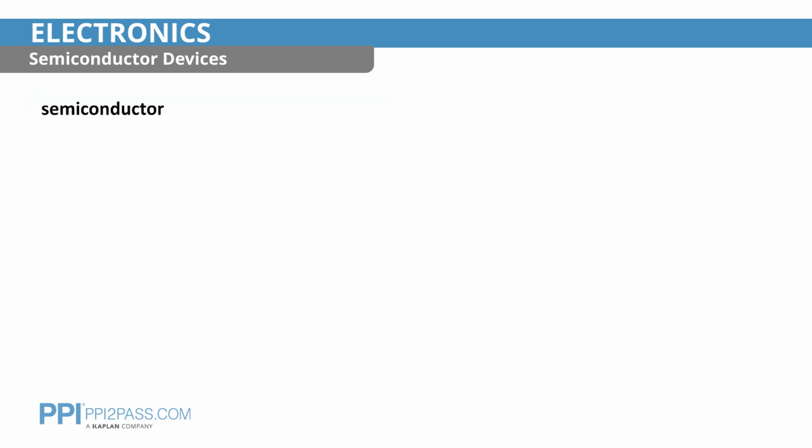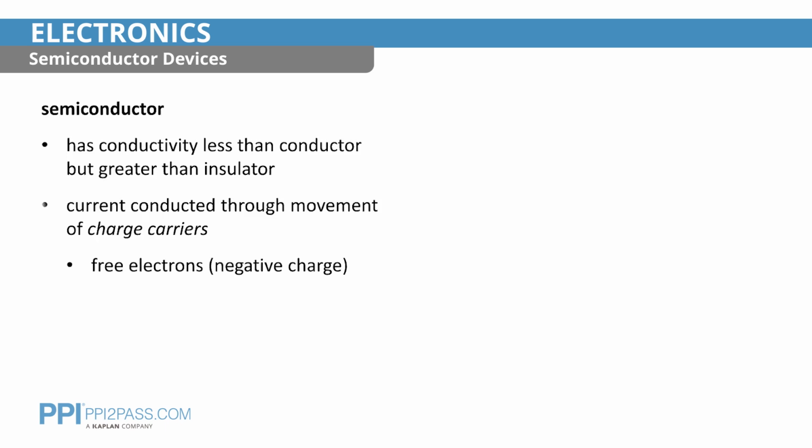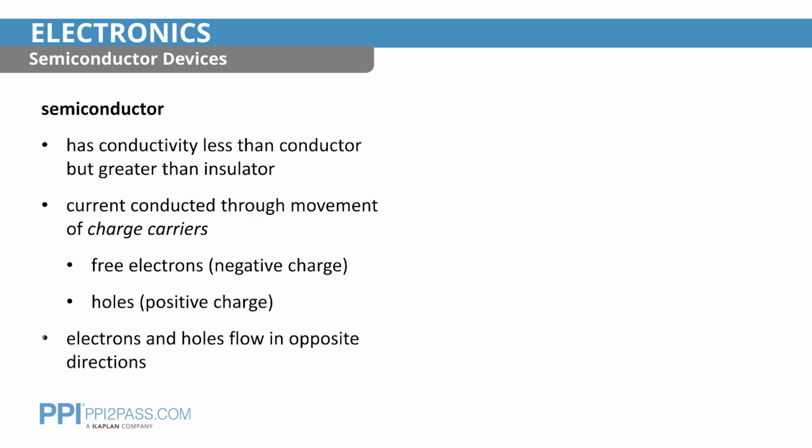So, a semiconductor has conductivity less than a conductor, but greater than an insulator, and current is conducted through the movement of charge carriers. So, you have free electrons, which have a negative charge, and you have holes, which have a positive charge. Electrons and holes flow in opposite directions.